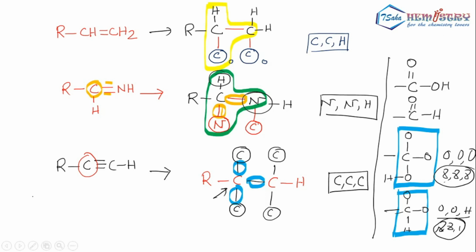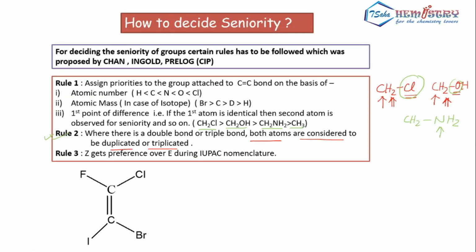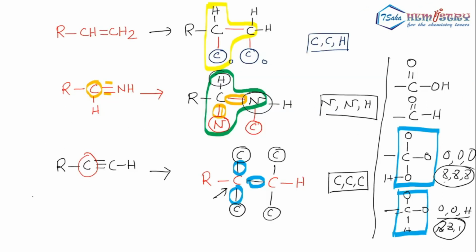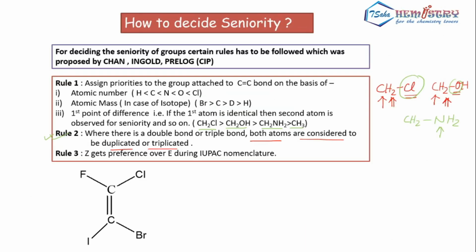So rule number 2, I think it is clear. Where there is a double bond or triple bond, both atoms are considered to be duplicated or triplicated. So this is the way we can duplicate or triplicate it. If we have any given molecule, we can do this procedure. Now rule number 3 says that Z gets preference over E during IUPAC nomenclature.